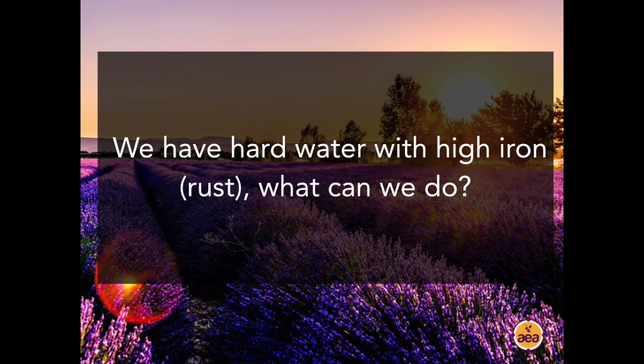Another question, we have hard water with high iron. What can we do? It's very simple. You change water or you use reverse osmosis. So you can either use rainwater or you can use a reverse osmosis system. There's nothing else that you can do effectively when you have hard water and high iron. And I'm speaking specifically to the use of that water as a foliar application, not so much for irrigation, although it's also a negative there.